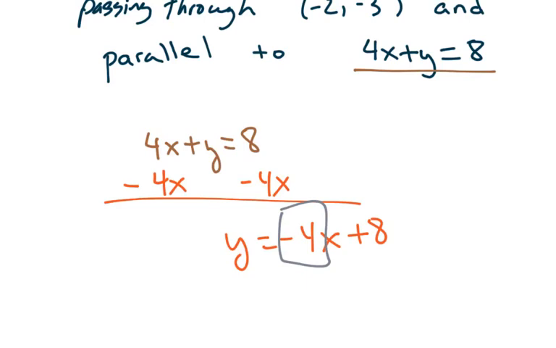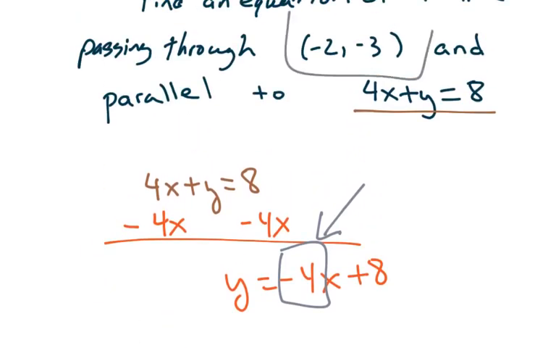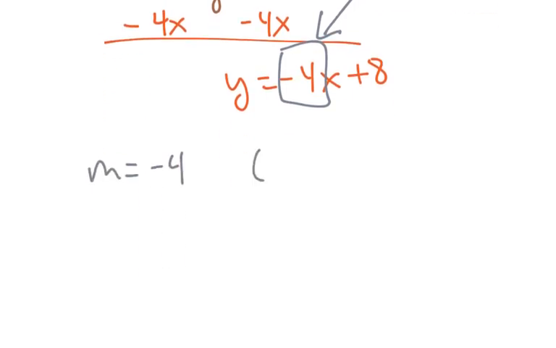Now, what most students do when they struggle with these questions is they somehow try to use the rest of this equation to solve the problem. The issue here is that all I care about is that the equation of the line that I'm about to write is parallel to this. So all I care about is that the slope is negative 4. So now I know m is negative 4. I have the point negative 2, negative 3.